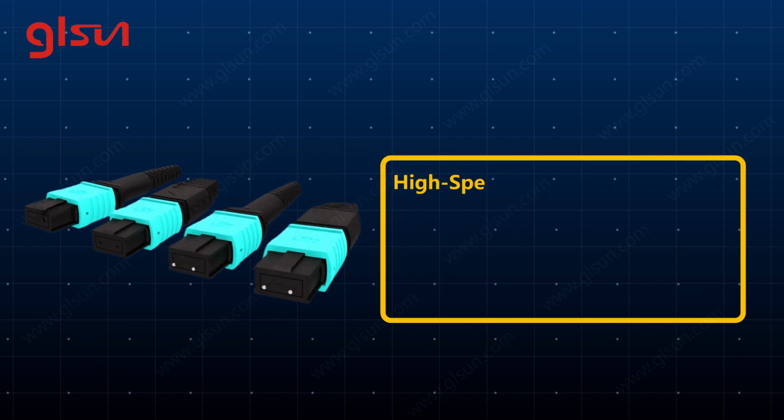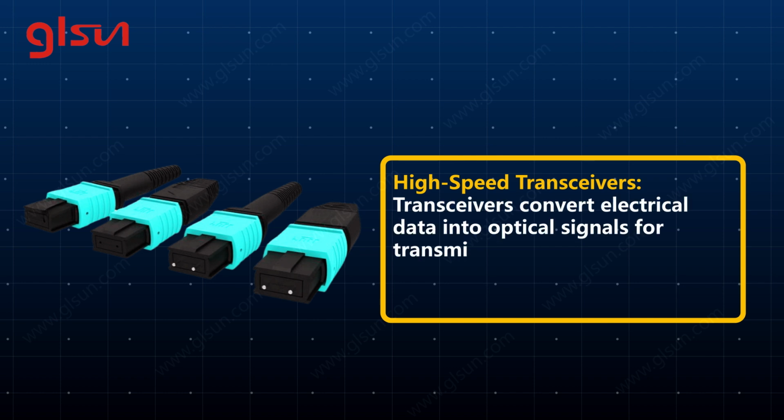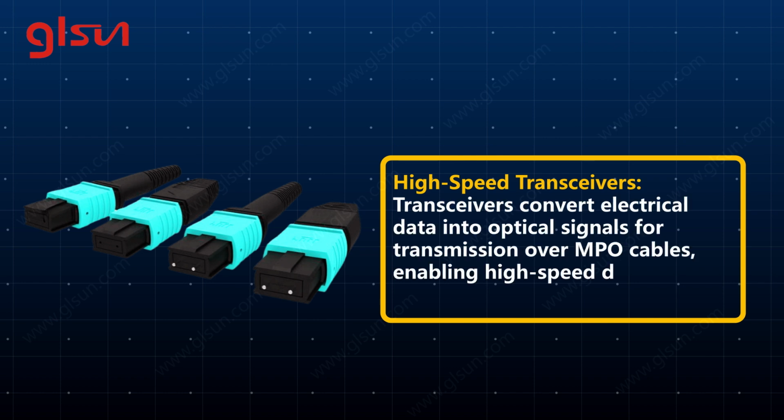second, totaling 100 gigabits per second. High-speed transceivers. Transceivers convert electrical data into optical signals for transmission over MPO cables, enabling high-speed data transfer over long distances.